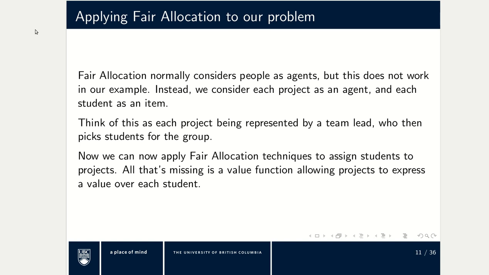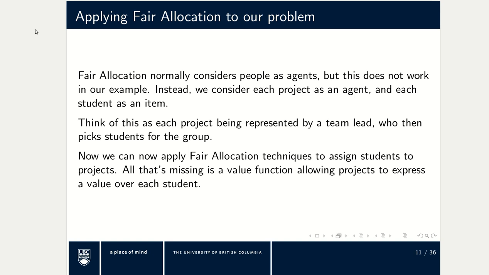It may not be immediately obvious why we would want to apply fair allocation to the team formation problem, but it works really well in our setting. In particular, if we consider each project as an agent and each student as an item, which you could think of as, say, like each project is represented by a team lead who picks students for the group. If we do that, now we can apply fair allocation techniques to assign students to projects.